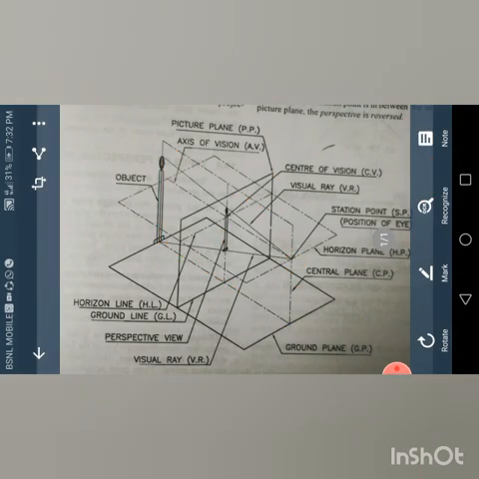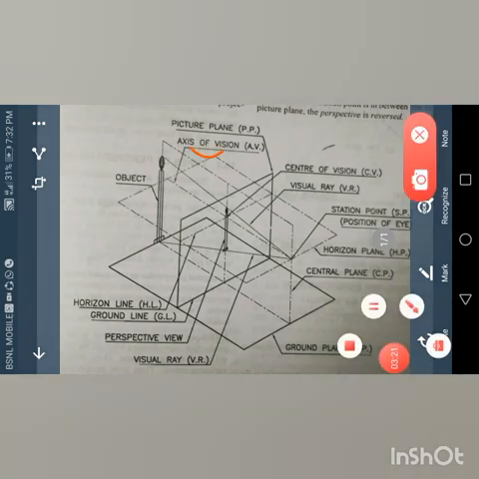Now another important term is axis of vision. Axis of vision is nothing but this is the axis of vision. It's a line passing from the observer's eye and it is perpendicular to picture plane and ends at the object. So this is called the axis of vision.